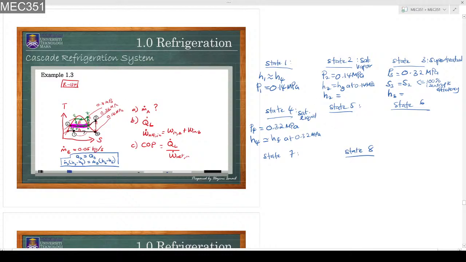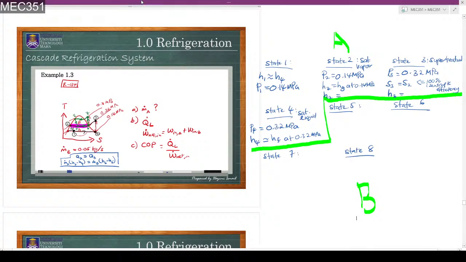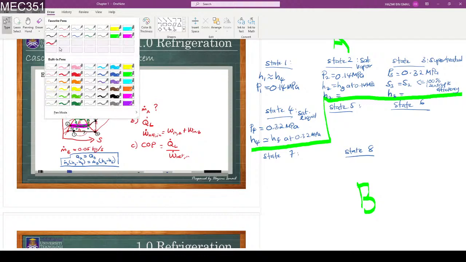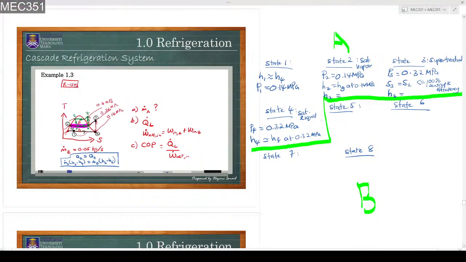And then state 5. I will mark it to differentiate A from B. Okay, this is finished. The one on top is A, the one at the bottom is B. Now state 5, in red. Here, H5 equals H8. And P5 is still 0.32 MPa, because it also happens on the middle pressure line here.